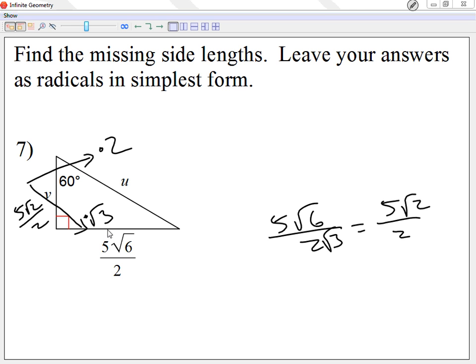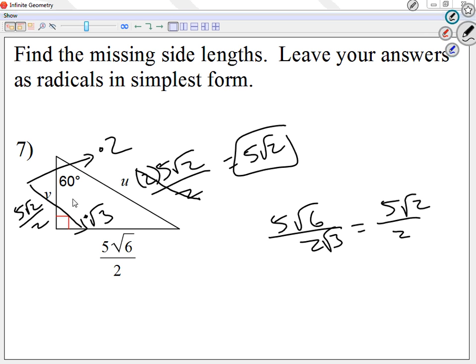Once again, I divided by radical 3. If there's a radical at the bottom, don't forget to multiply top and bottom by that radical. Now for the hypotenuse, having 5 radical 2 over 2 multiplied by 2, I'm going to put a 2 on top. My 2's cancel out. So I'm going to have 5 radical 2.